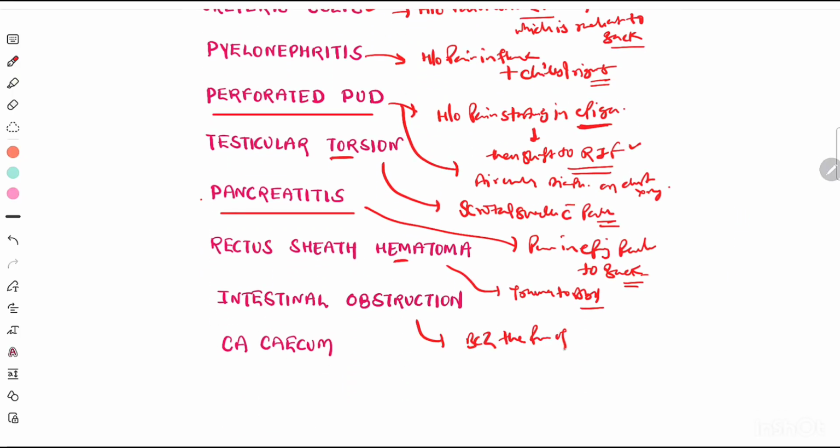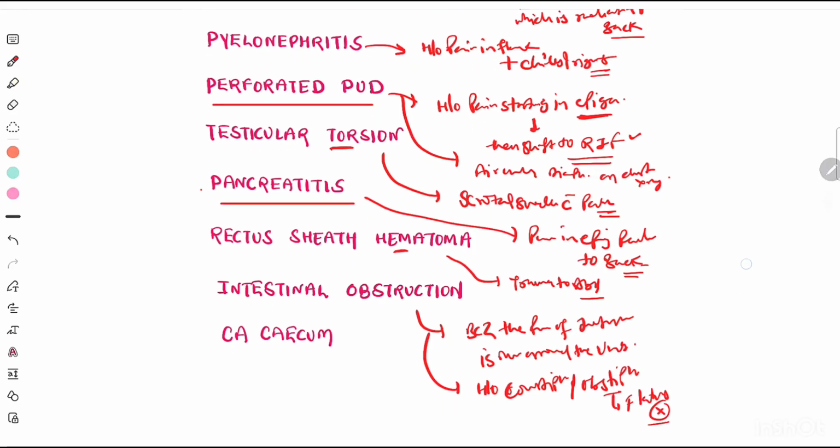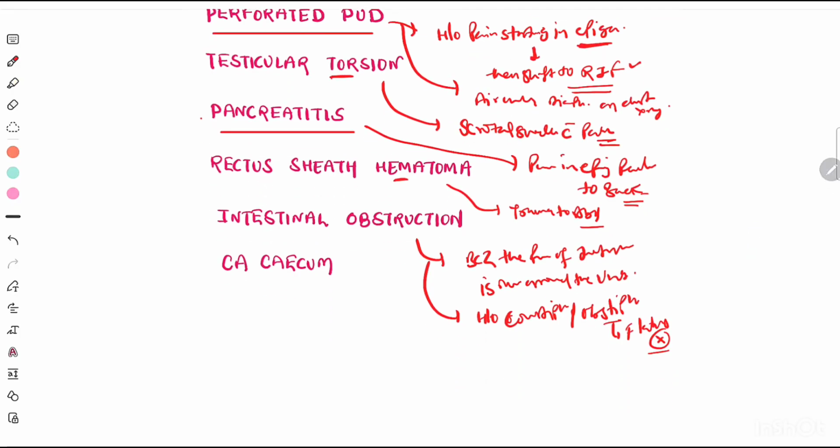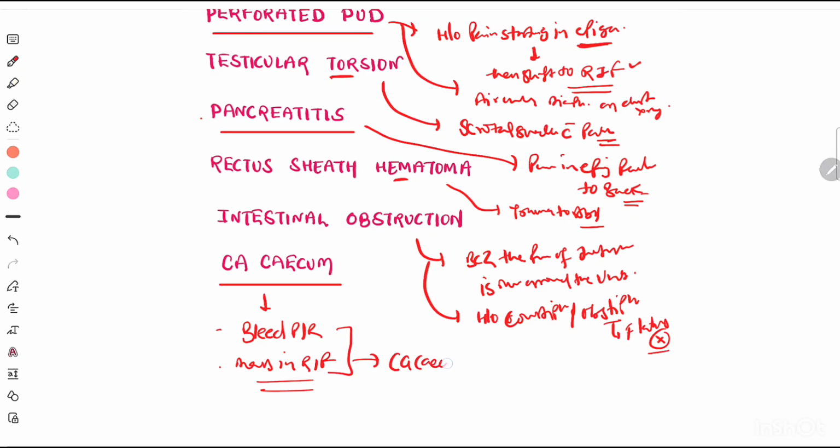the pain of intestinal obstruction is mainly around the umbilicus, and there is a history of constipation or obstipation. In obstipation, the patient is unable to pass flatus. So this is the history in case of intestinal obstruction, and there can be a history of bleeding PR or a mass in the right iliac fossa. So this will point toward carcinoma cecum.